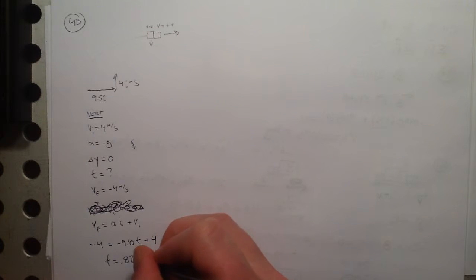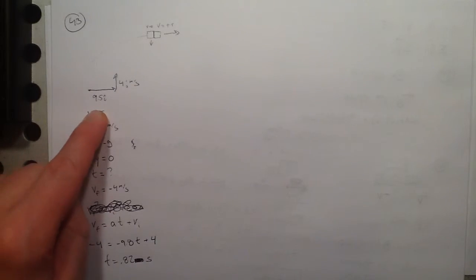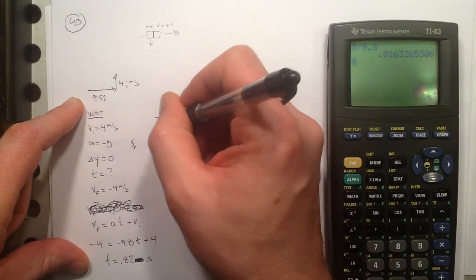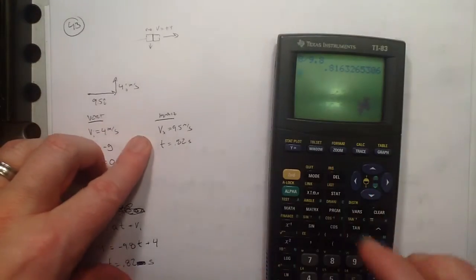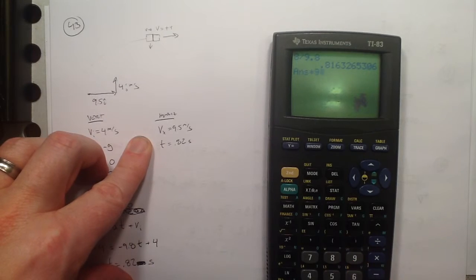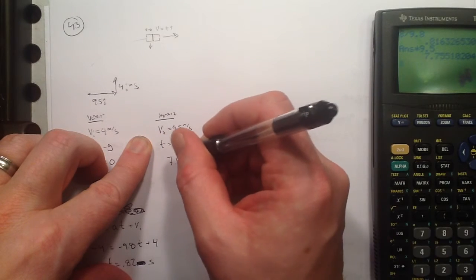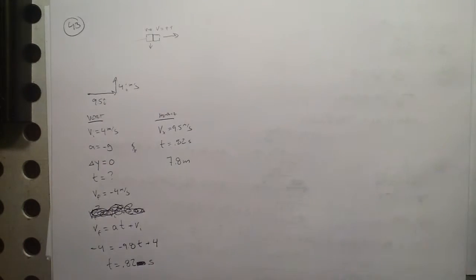All right, so that means, since we know our horizontal velocity is 9.5 meters per second, and now I've got my time, how far do we go? That time times 9.5, about 7.8 meters. Right. Okay, so that's how far we go without the halters.